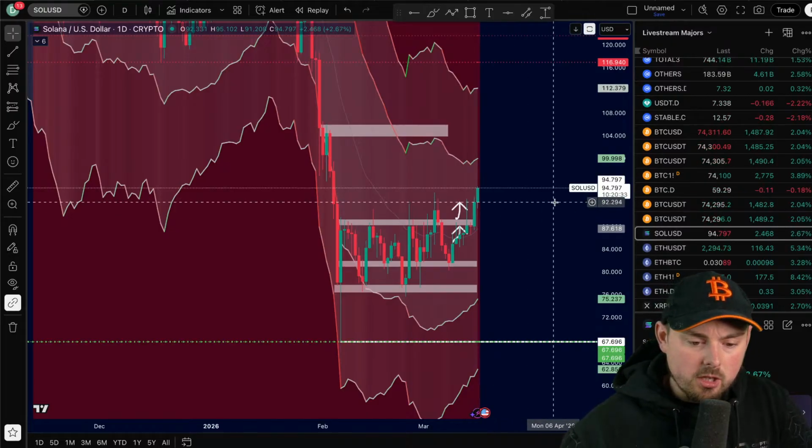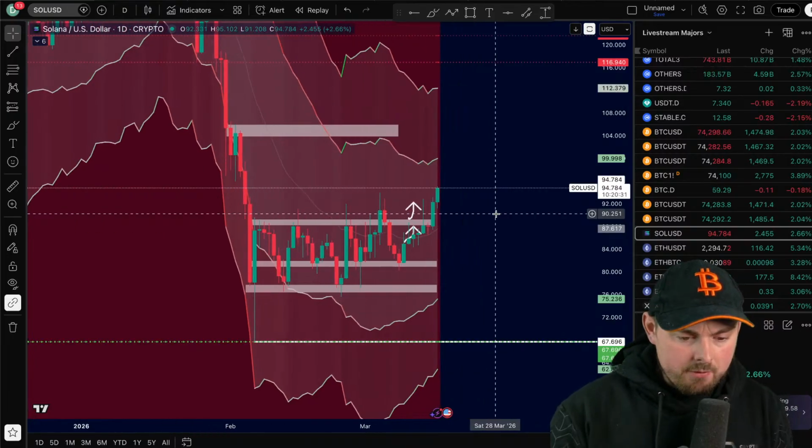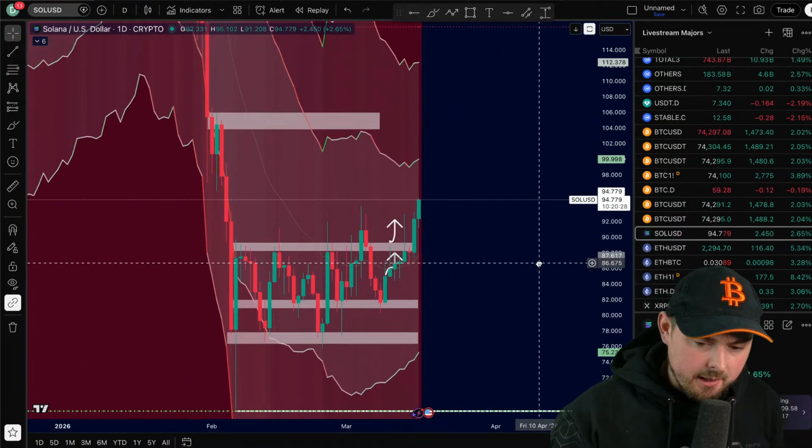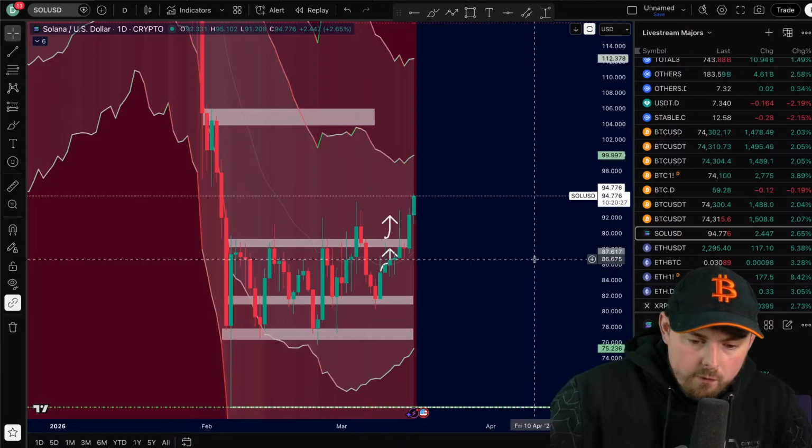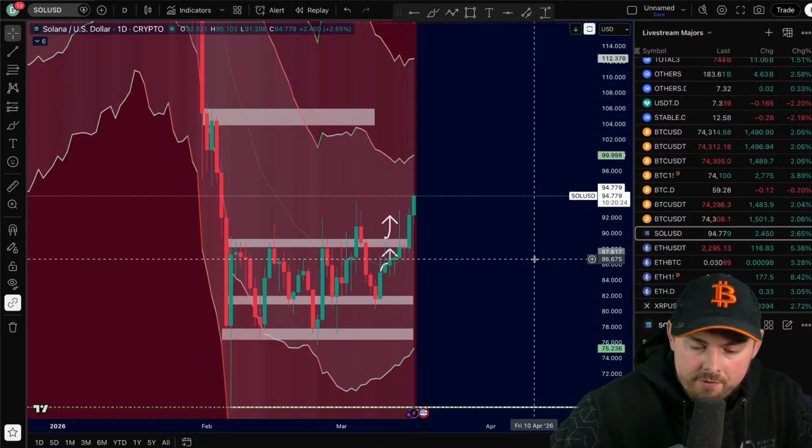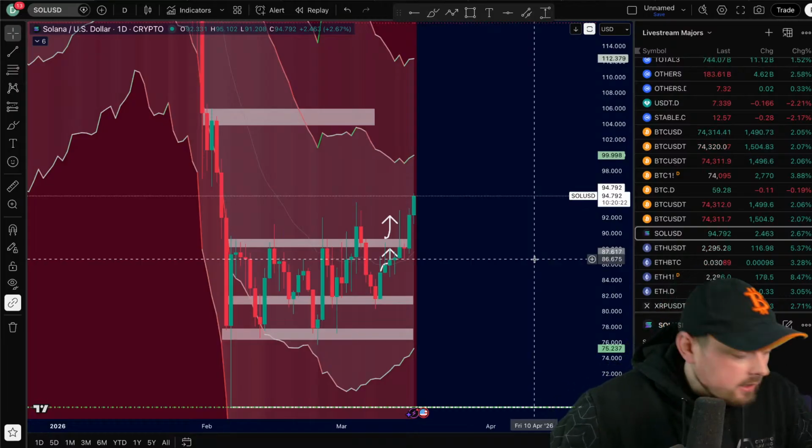But Solana, like ETH as well, we'll have a look at ETH in a second. ETH leading the pack today, up just over 5%. So out of Solana, ETH and Bitcoin, ETH is definitely rallying the hardest and it's getting some really good gains today.